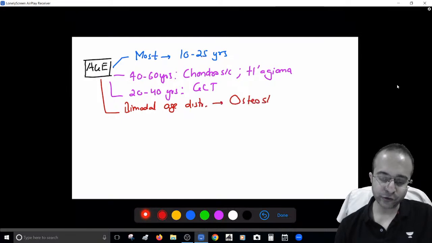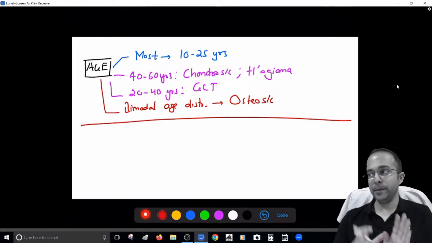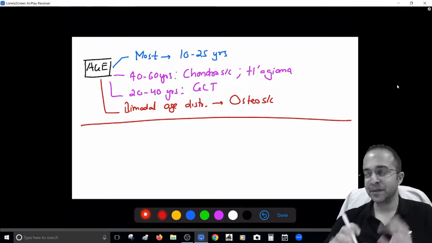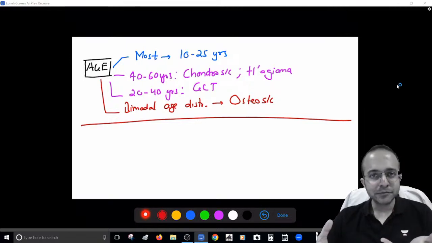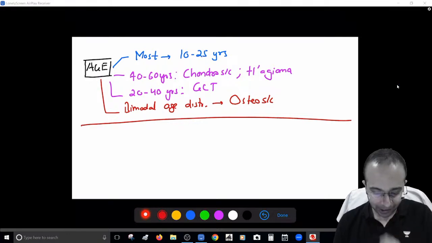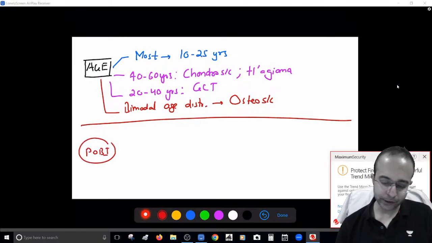And this tumor tends to be osteosarcoma. Young में भी मिलता है, old में भी मिलता है. Clear? So half of the information in any such case will come from the age. The other half will come from the part of the bone that is involved by the tumor.